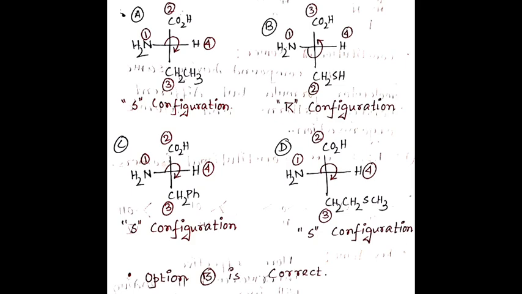And for the rest, if you give a configuration to the C and D amino acids, you will definitely get an S configuration. So option B is the correct one.